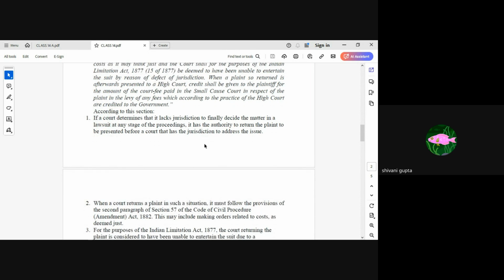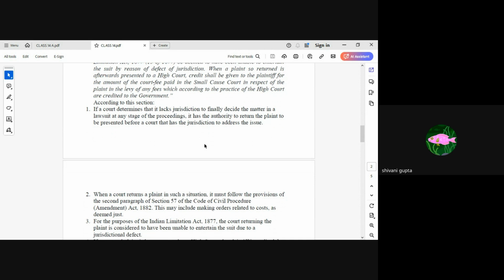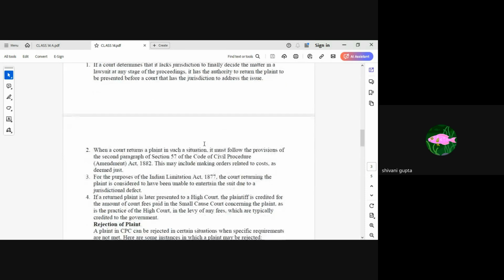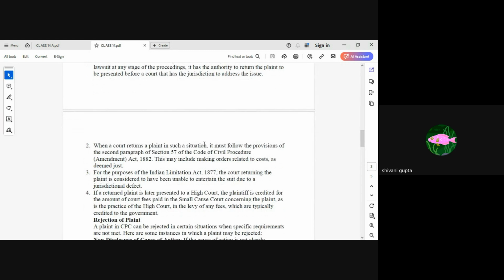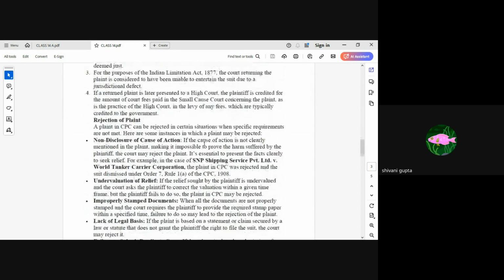Now if any issue arises, like lack of jurisdiction, or where to decide the final matter in the lawsuit and any proceedings, then the second paragraph of section 57 of the Act must be followed. That's another thing. For that purpose, the Limitation Act 1877 is also considered.